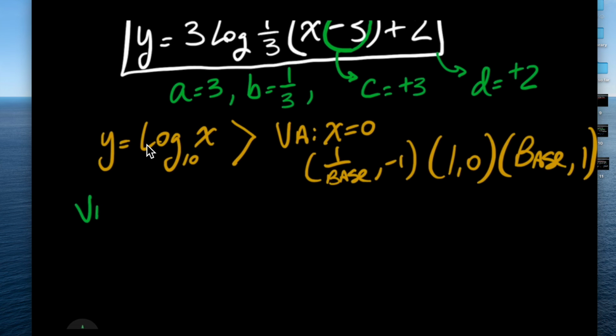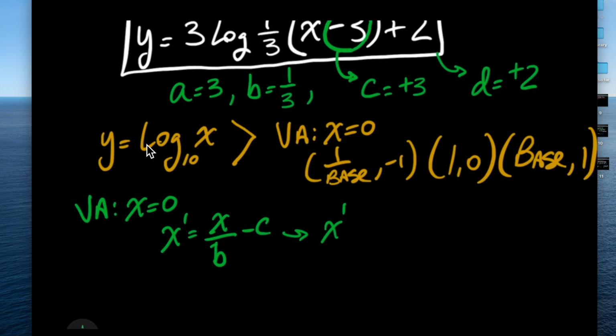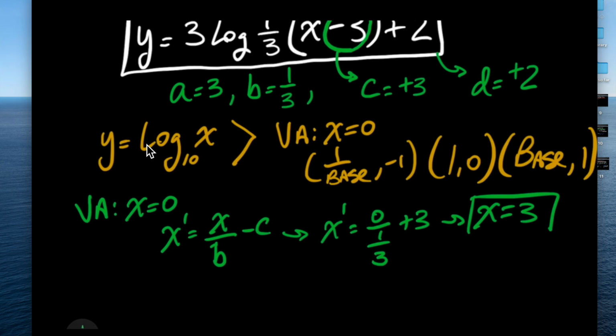Let's start with the vertical asymptote. Originally, x equals 0. Our x prime is going to equal x over the b value minus c. Our x prime, therefore, is going to be 0 over 1/3 plus 3. x equals 3 is our new vertical asymptote.